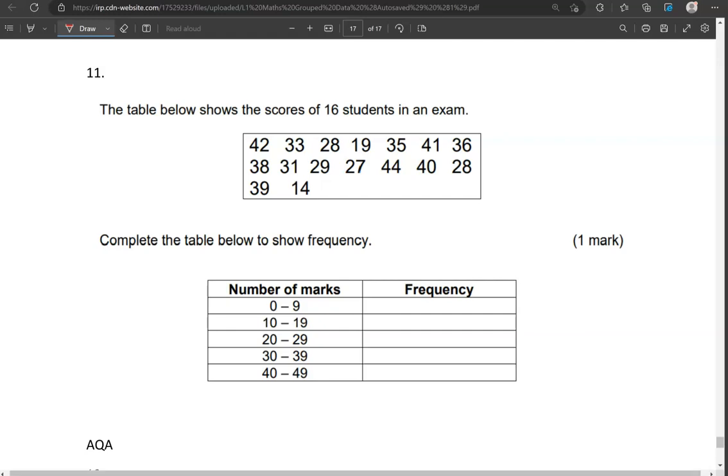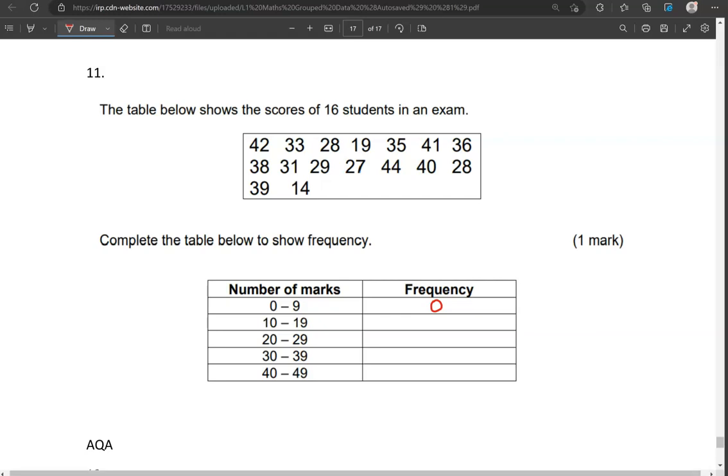The table below shows the scores of 16 students in an exam. Complete the table below to show frequency. So we have number of marks 0 to 9. Are there any of those here? We don't have any, so frequency is 0 for that.